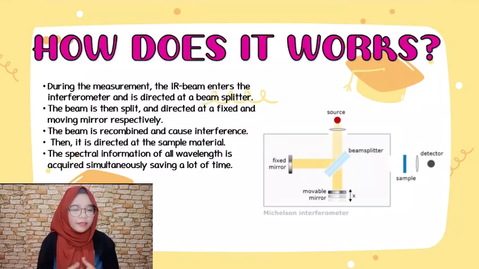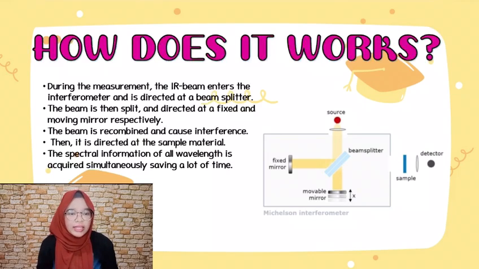How does FTIR spectroscopy work? During the measurement, the infrared beam enters the interferometer and is directed at a beam splitter. The beam is then split and directed at the fixed and moving mirror respectively. The beam is recombined and causes interference. Then it is directed at the sample material.